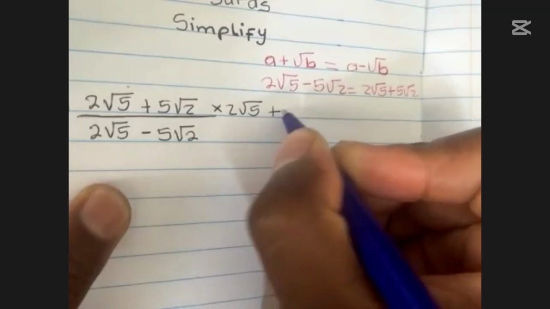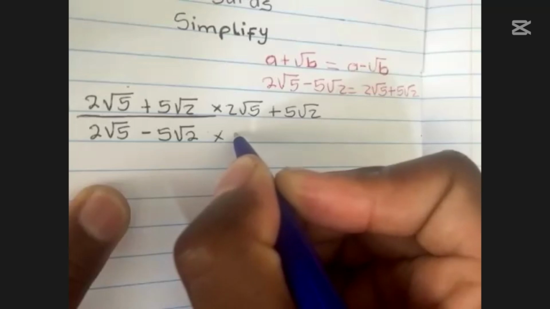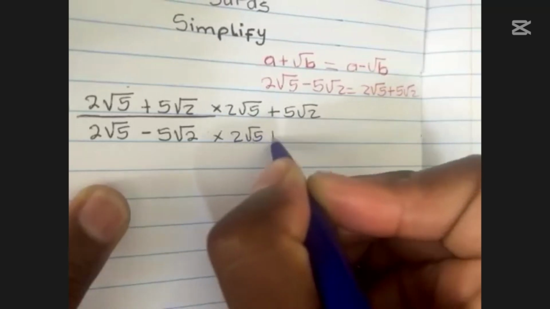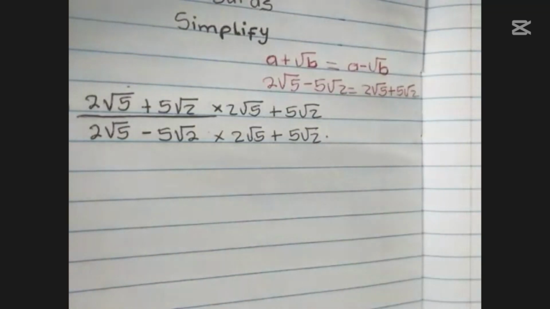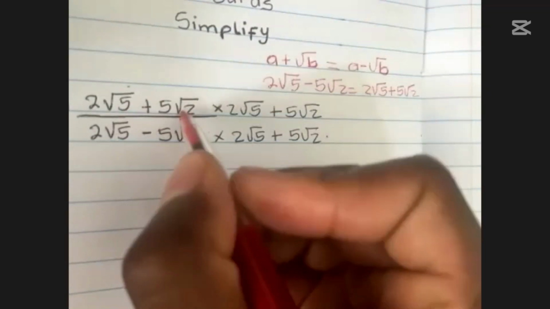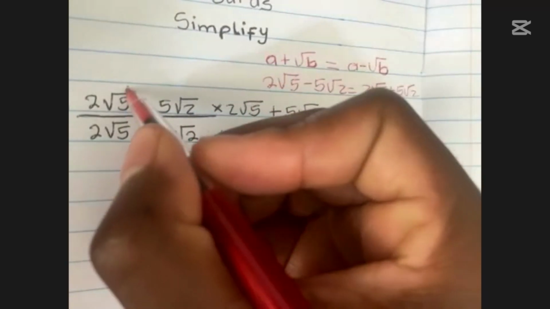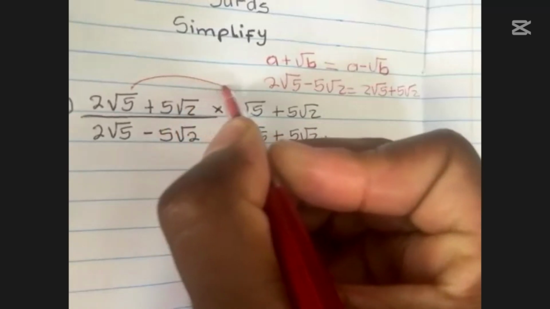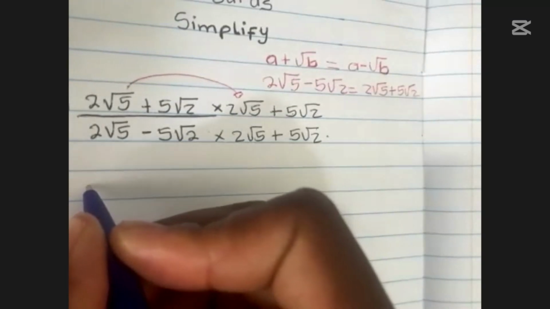Plus, times, plus. So now let us go ahead and multiply them. So what we are going to have is this times this basically. So 2√5 times 2√5, you are going to get a 20 there.